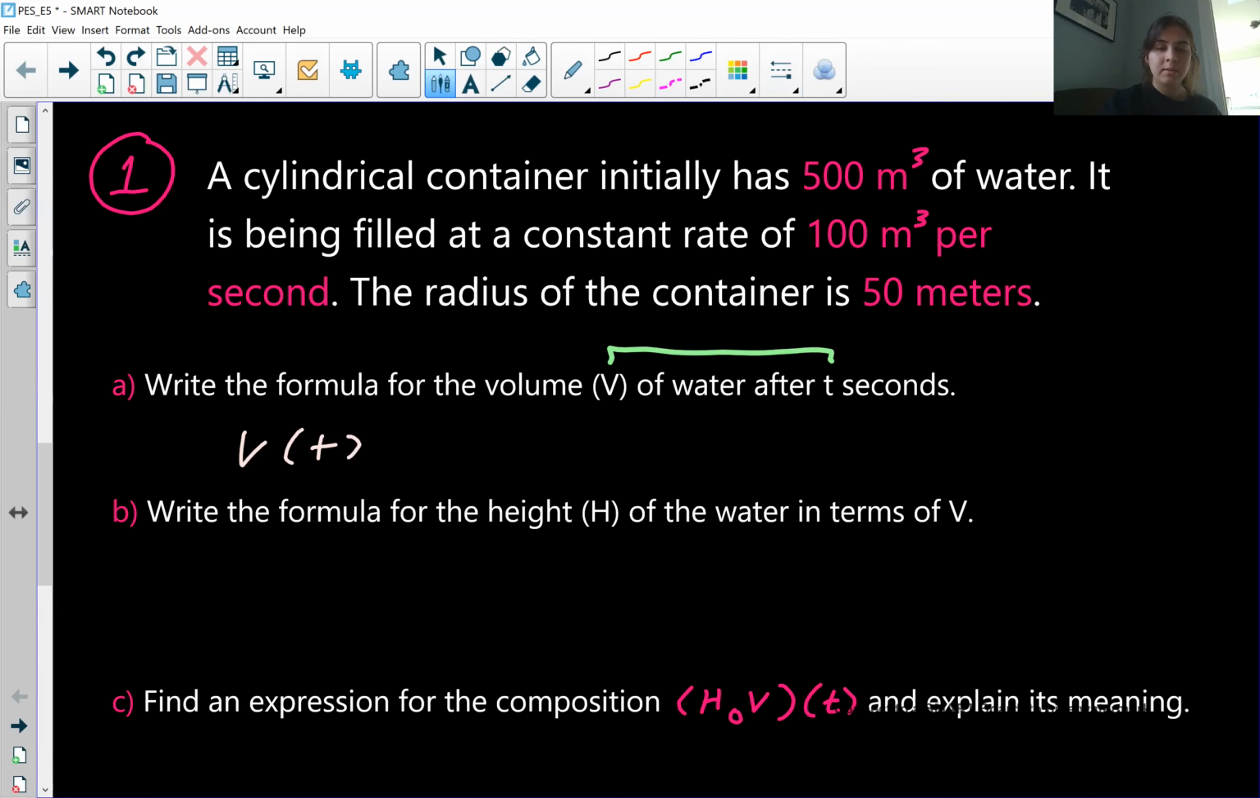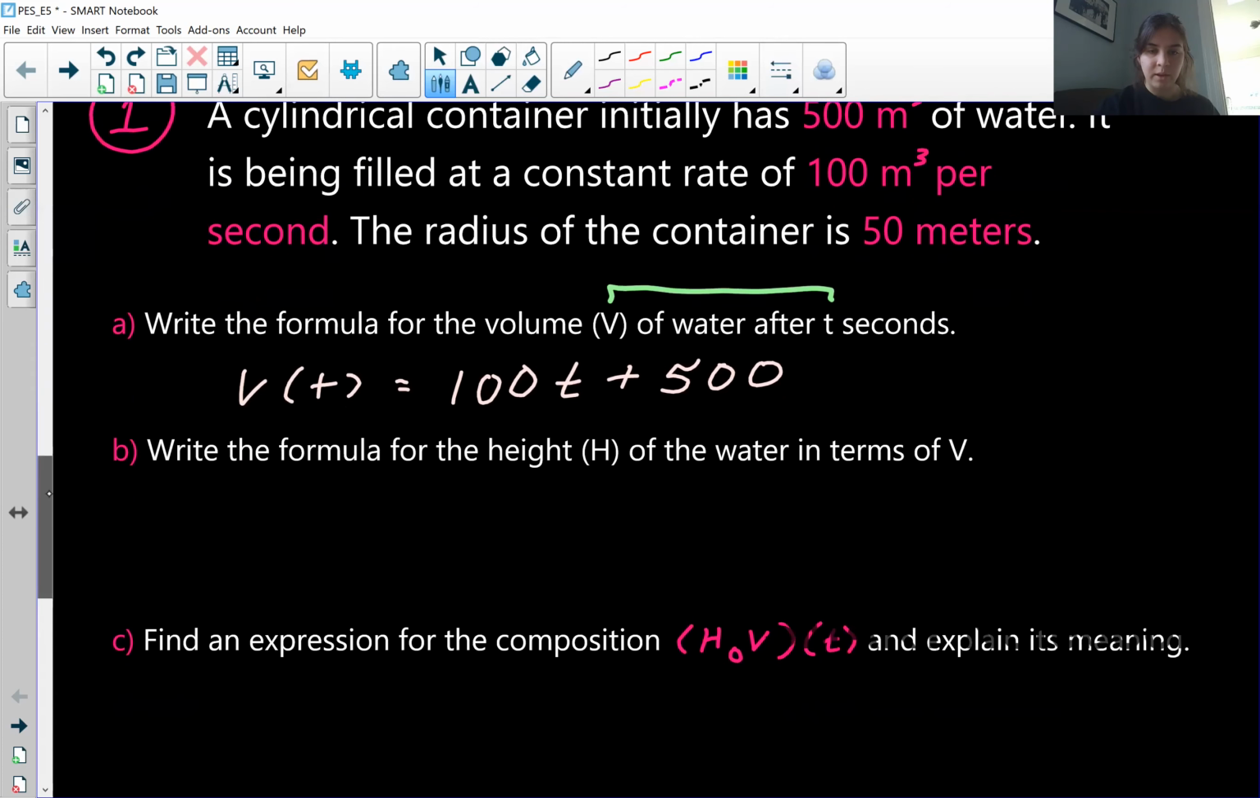Well, they gave us an initial volume, 500. It's increasing 100 per second. So we can write that as 100T, because after every second, it's going up by 100. And then add 500 to that because that was the initial value. Boom. All right, part B.